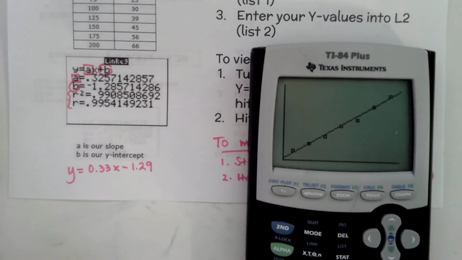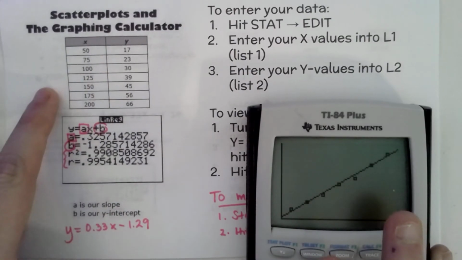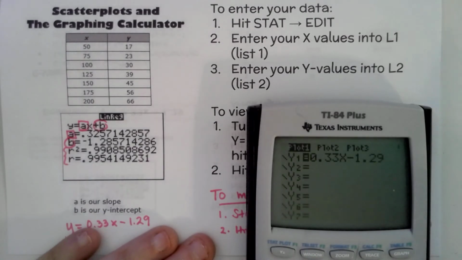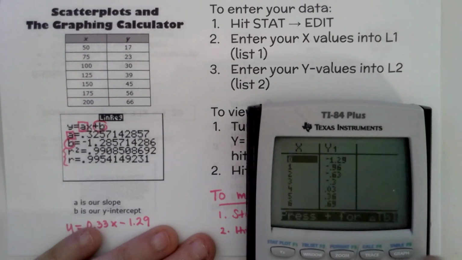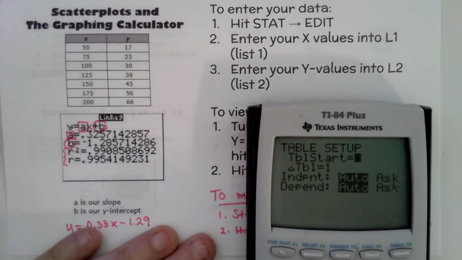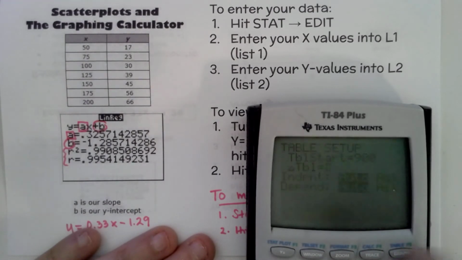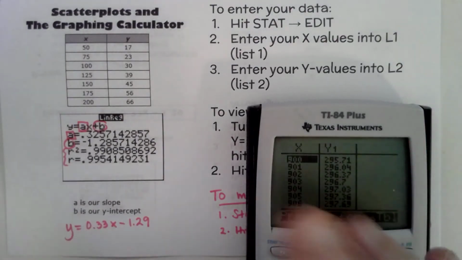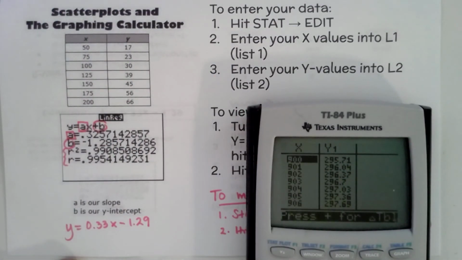and I can make predictions. So let's pretend, I don't know what this data is, but let's say they said, what can we predict is the value of y when x is 900? Well, I can look at my table, I can hit second window, I can jump to 900, and I can say we could predict that y would be 295.71. See what I'm saying? So now we can make predictions from this data.